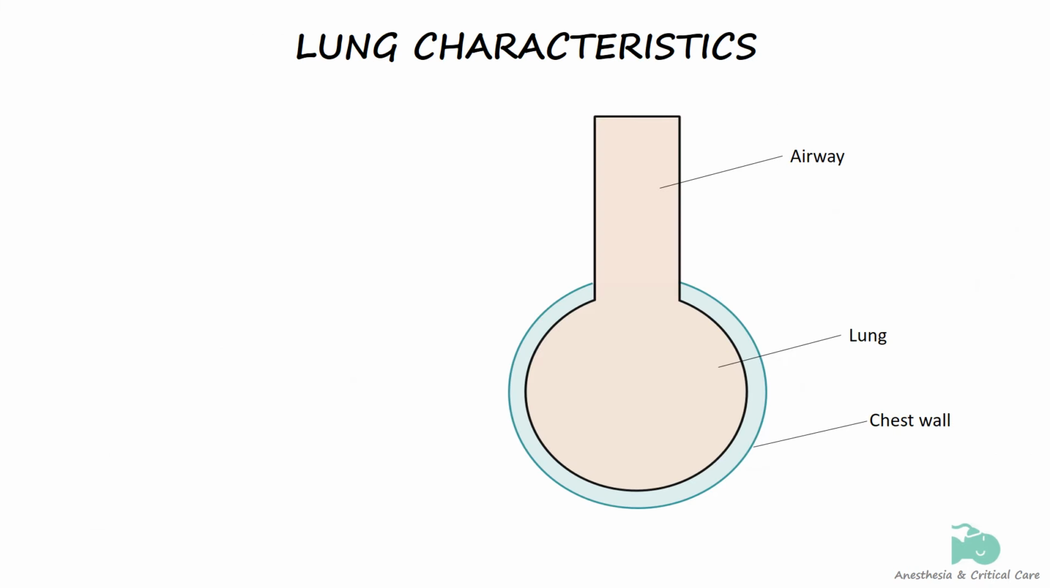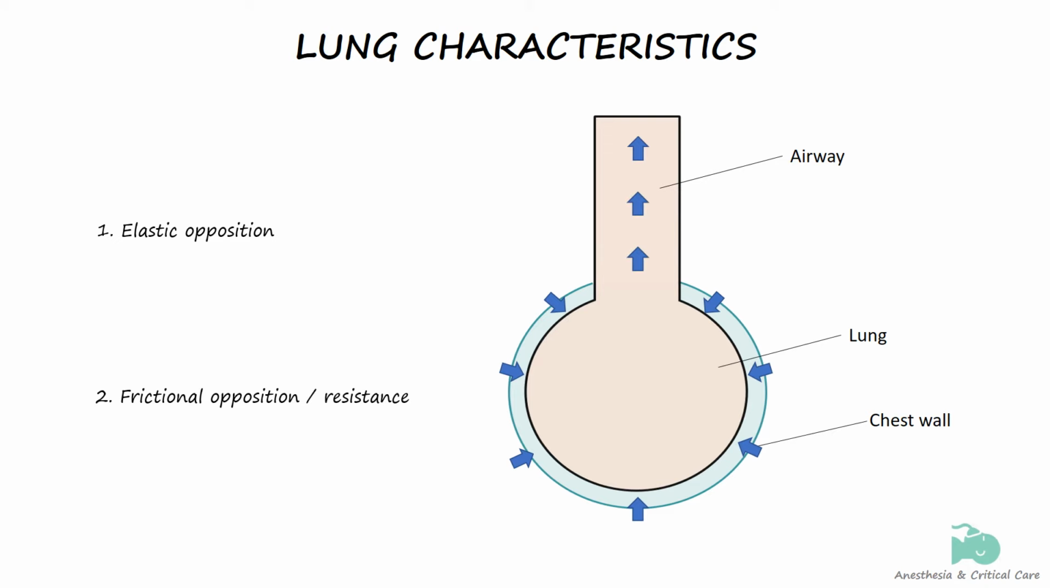Two types of forces oppose inflation of the lungs. These are the elastic opposition to expansion of the lungs and the frictional opposition to air movement. The pressure change that is generated on inspiration must be sufficient to overcome such forces. The effort required to overcome this opposition to lung inflation is termed the work of breathing.